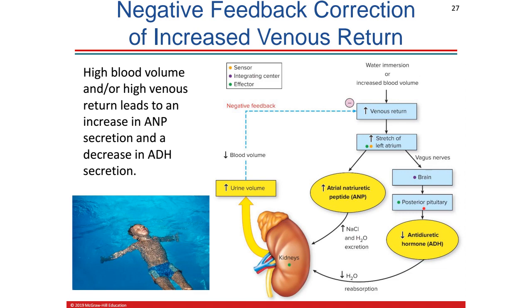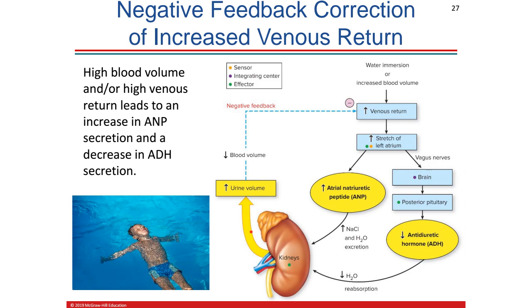Now this ADH is now in the circulation, but the effect here is that with the stretch of the left atrium there'll be a decrease in antidiuretic hormone secretion. And this makes sense because normally antidiuretic hormone helps the kidney to reabsorb more water. So now there'll be a decrease in water reabsorption in the kidneys, meaning you'll make more dilute urine, and you'll make a larger volume of urine.